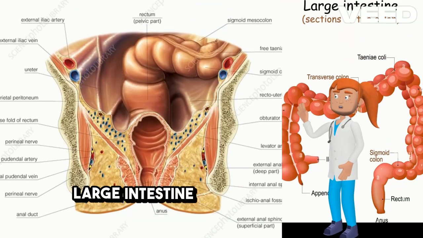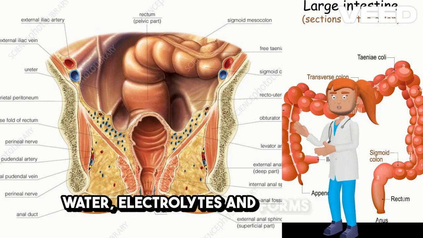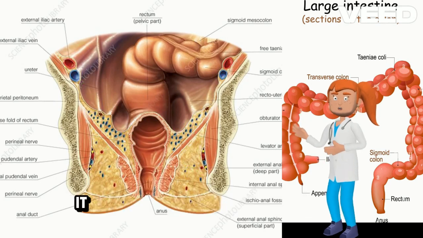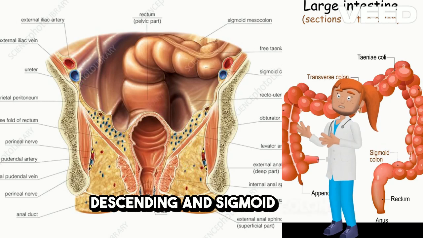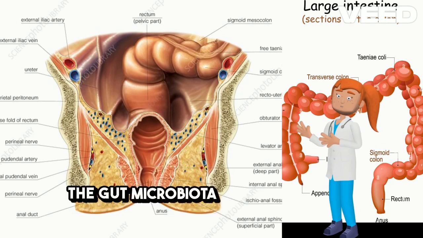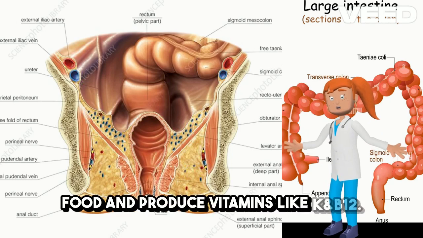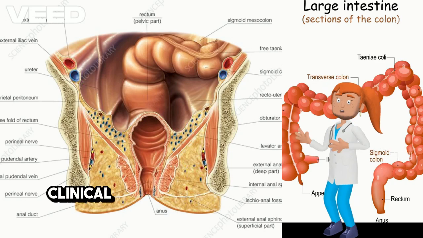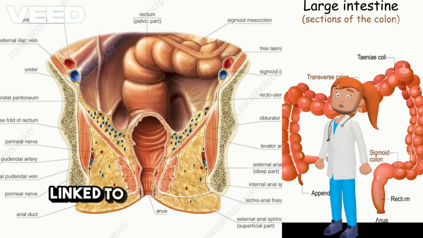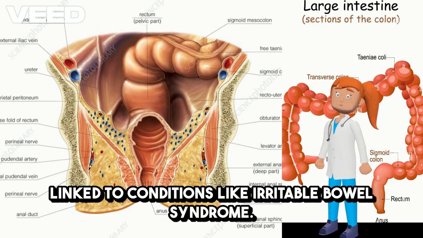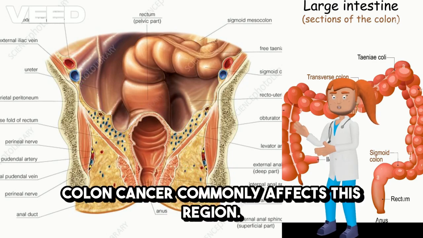F. Large intestine. The large intestine absorbs water, electrolytes, and forms feces. It has four segments: ascending, transverse, descending, and sigmoid colon. The gut microbiota here helps digest undigested food and produce vitamins like K and B12. Clinical correlation: dysbiosis, imbalance in gut flora, is linked to conditions like irritable bowel syndrome, IBS. Colon cancer commonly affects this region.